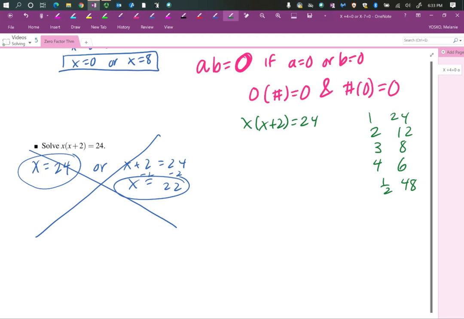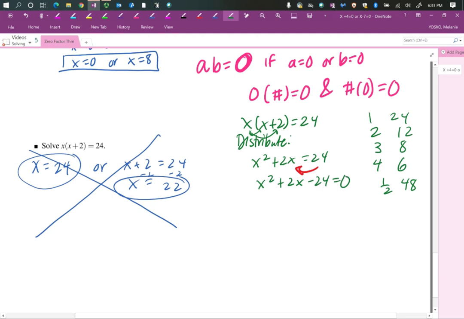So how do you handle this? Well, here you're going to distribute and you're going to clean it up with algebra. You're going to distribute x times x and x times positive 2. So x squared plus 2x equals 24. We're going to move everything to one side of the equal sign. So x squared plus 2x minus 24 equals 0.